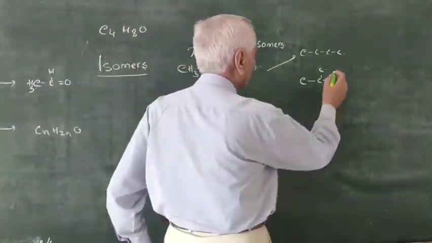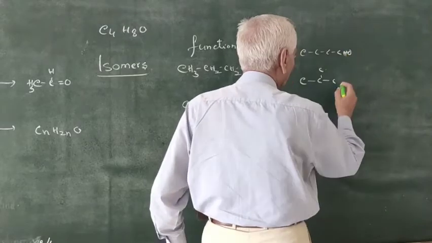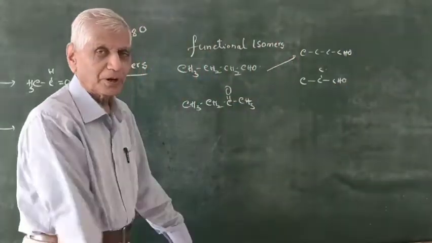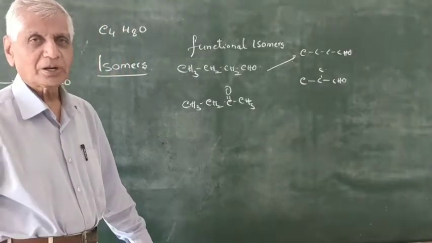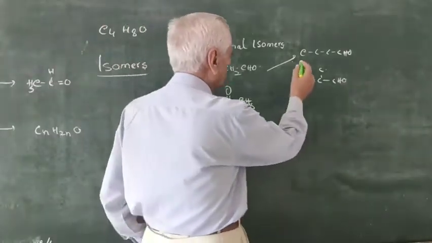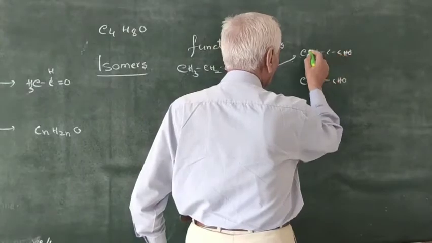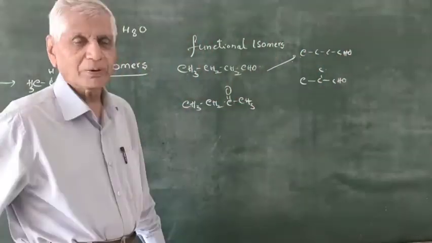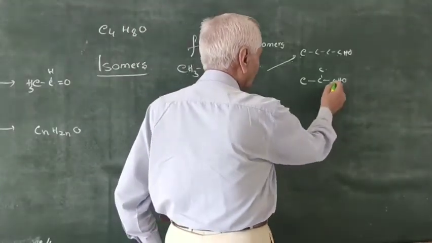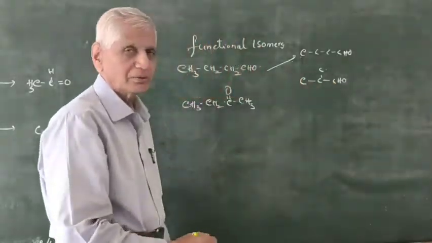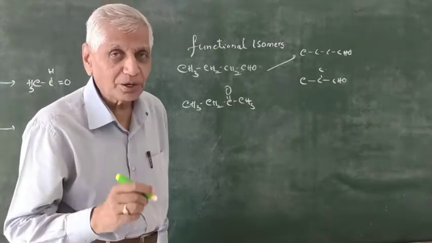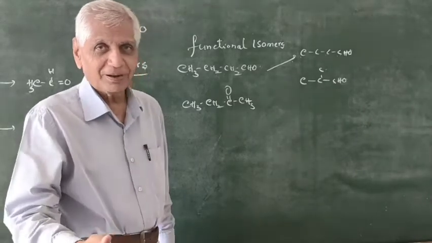Suppose you write the CH group here, and write HO here. You are getting 2 different compounds. What are the names of these? 1, 2, 3, 4. This is butanol 1. And how about this one? 1, 2, 3. Propanol, and the second carbon has got a methyl group. Therefore, it is 2-methyl propanol. Good.